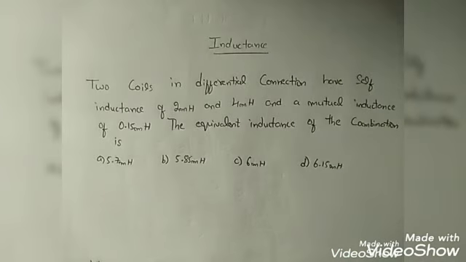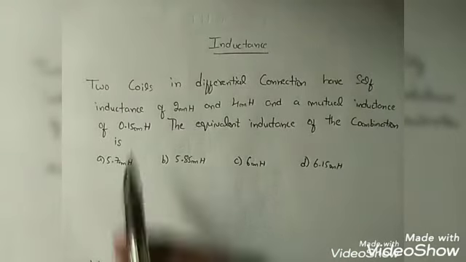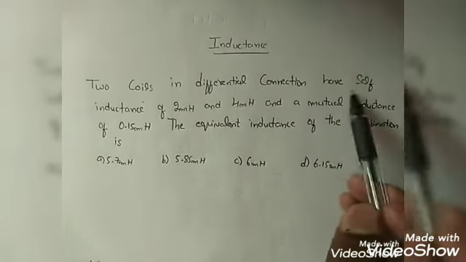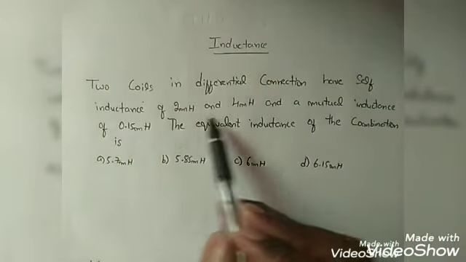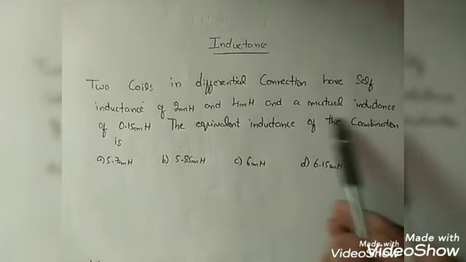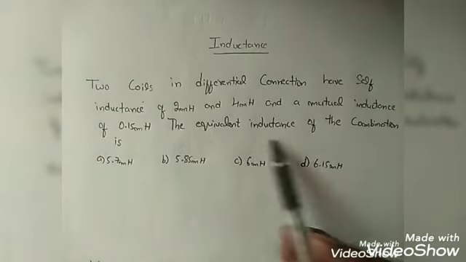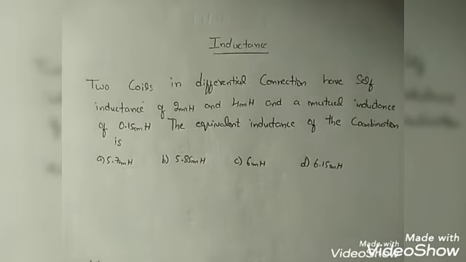This is the GATE problem we are solving now. Two coils in differential connection have self-inductance of 2 millihenry and 4 millihenry and a mutual inductance of 0.15 millihenry. The equivalent inductance of the combination is?